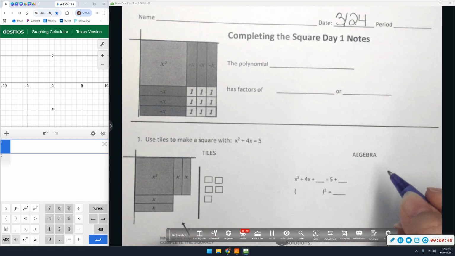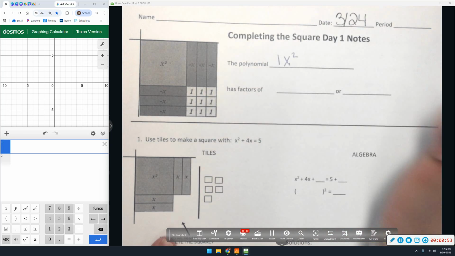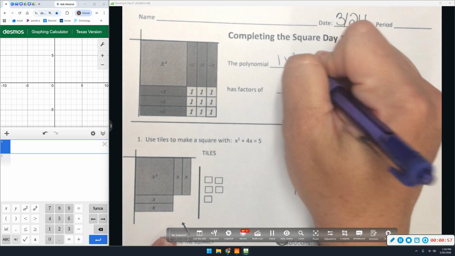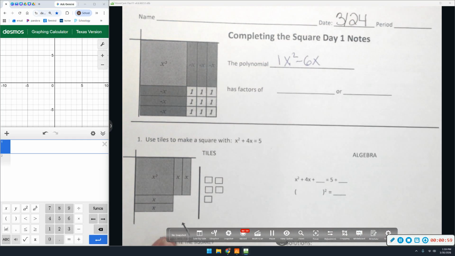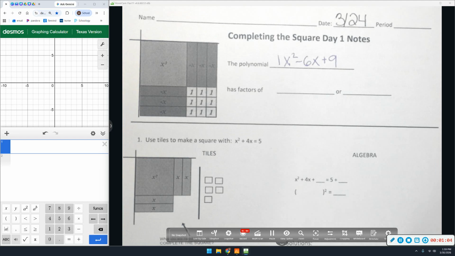So how many x squareds do I have? 1. How many x's do I have? -6. We have -6 x's. And how many singles? 9. So that's the polynomial. And the factors are what would multiply to give you this.